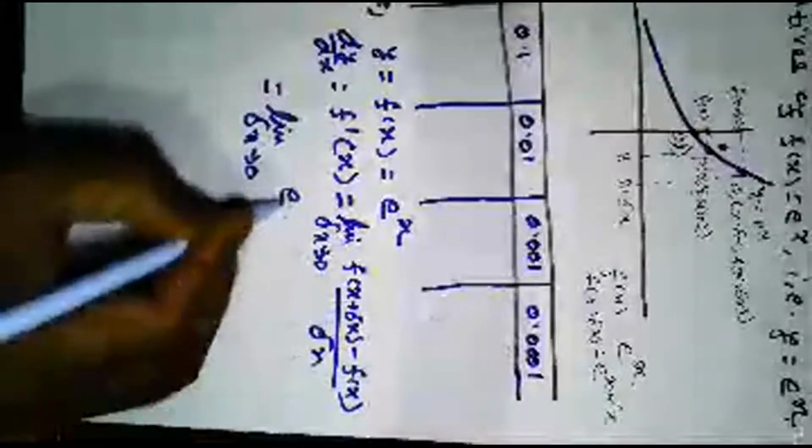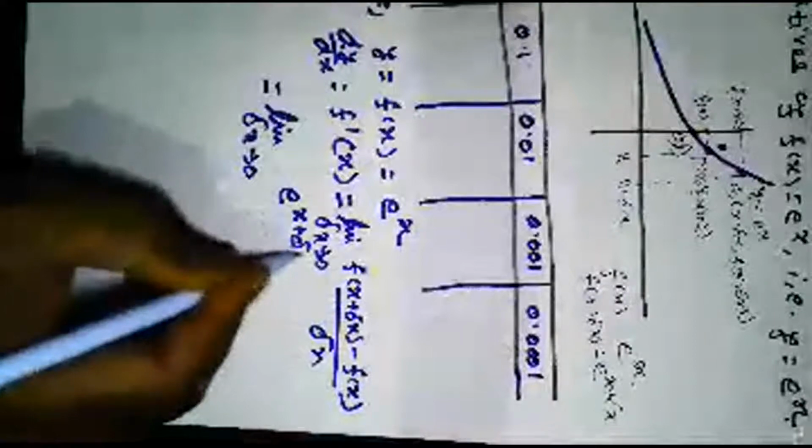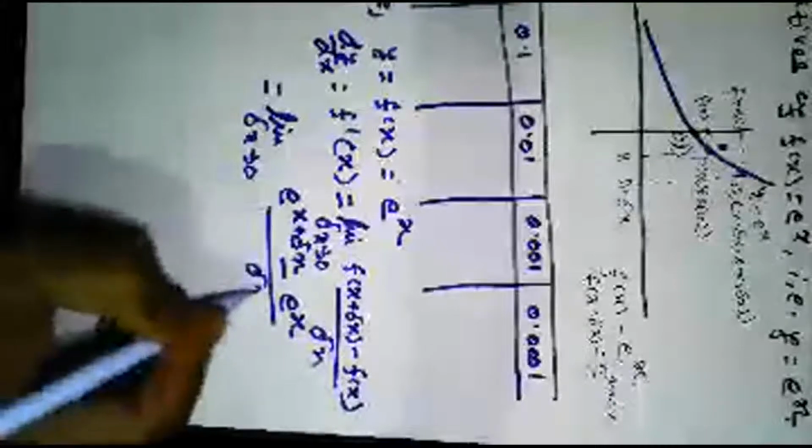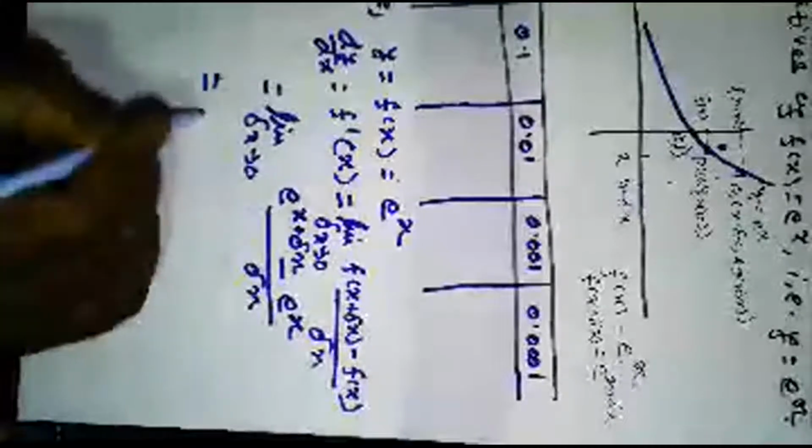So now I'll continue from here. So it is limit delta x tends to 0, and you can see here, f(x) is given as e^x, then definitely your f(x plus delta x) is going to be equal to e to the power x plus delta x. Okay, so in place of f(x plus delta x), you can write e^(x plus delta x) minus f(x), meaning it is e^x, and by delta x, and before this term you can write limit delta x tends to 0.